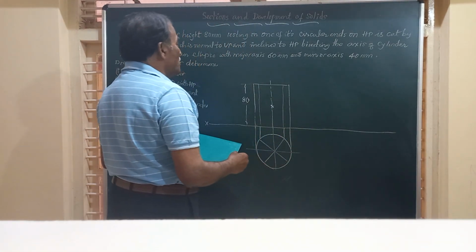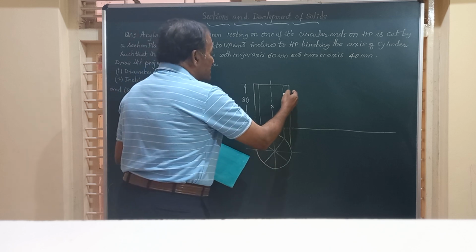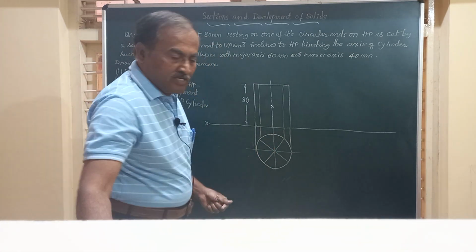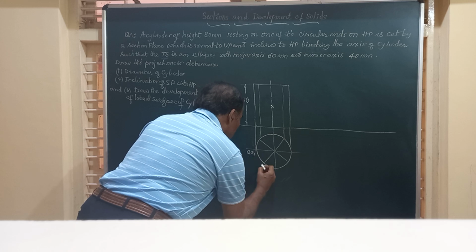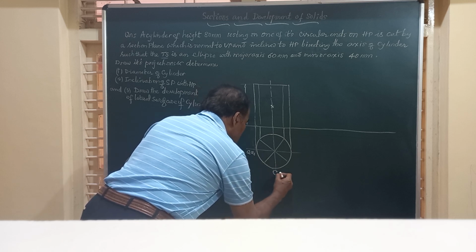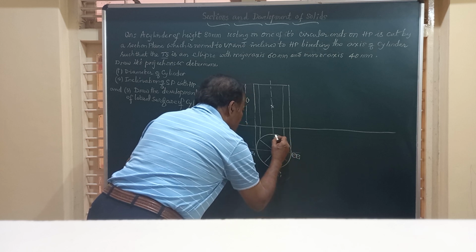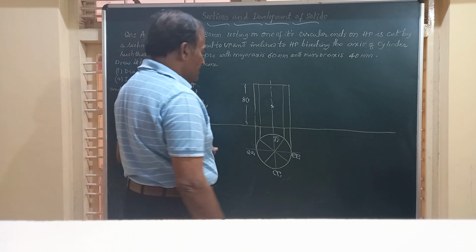Friends, now I am going to have a section plane cutting this cylinder, and before that let me mark all these points on that. Friends, this is A comma A1, this is BB1, CC1, DD1, EE1, FF1, this is GG1. Just to save space I have done like that, friends.